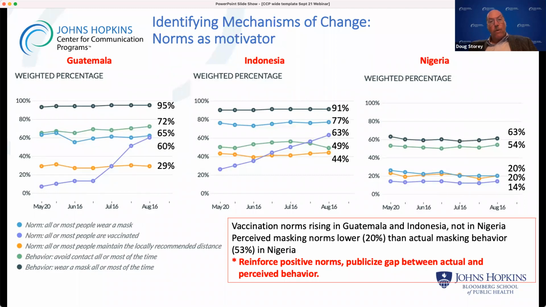So strategically, what this might mean for the development of a strategy is to think about, first of all, reinforcing norms that are already positive. So in Nigeria, for example, we might continue to encourage people to wear masks because that already appears to be a majority behavior, and we want to reinforce that. But we also might want to publicize the gap between actual and perceived behavior, particularly in Nigeria, where that gap is somewhat greater. And so if people realize that the actual behavior of masking is greater than they thought it to be, they may be motivated to increase their own masking behavior. Next slide, please.